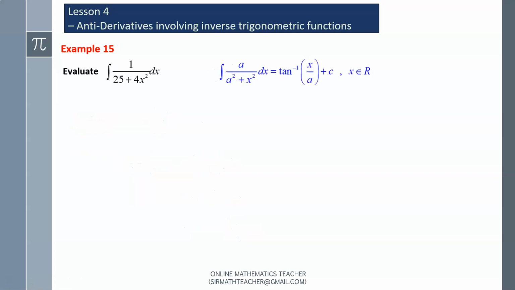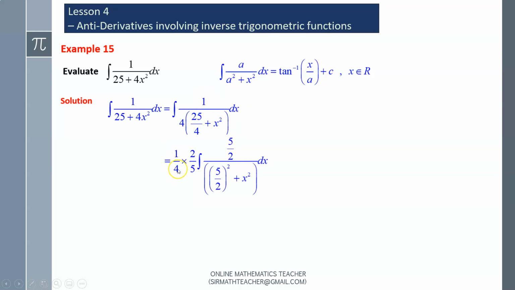Example 15. Here we have a situation that looks like another inverse tan, but we have 1 over 25 plus 4x squared. First step is rewriting our integrand, which is we want that to be an x squared. So divide everything in our denominator by 4. So 1 over 4 outside of 25 on 4 plus x squared. You can remove this 1/4 now out to the front.